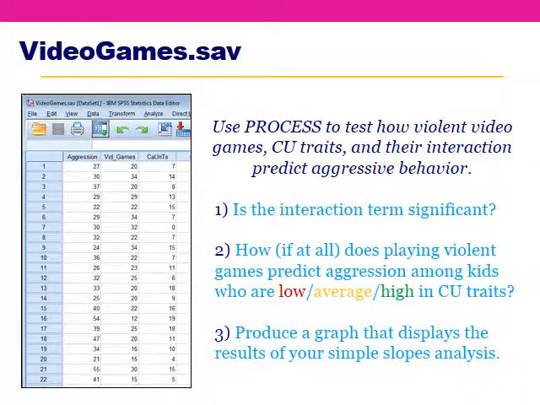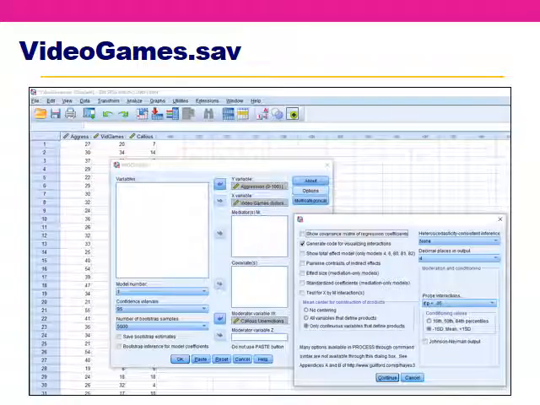All right, let's walk through this one. Here is how we would set this up. Video games is our X variable, aggression is our Y variable, callous unemotional traits is our W variable, our moderator. In the options menu, we're going to ask for syntax to create a graph, we're going to ask PROCESS to mean center those continuous predictors for us, and we're going to have the interaction tested at plus or minus 1 standard deviation for the simple slopes analysis.